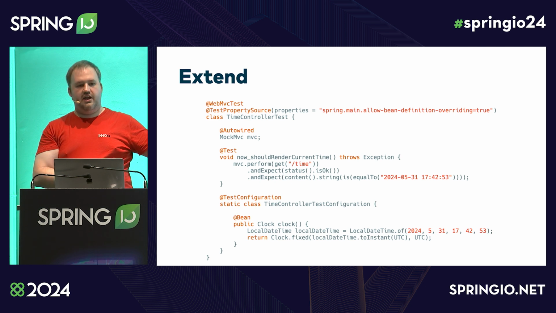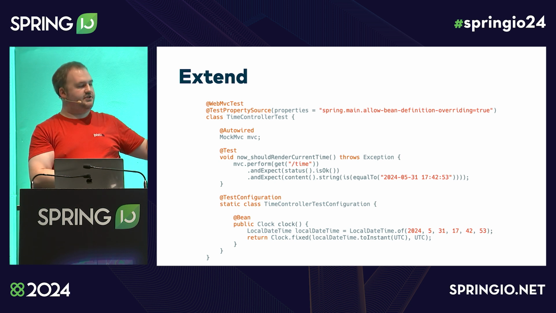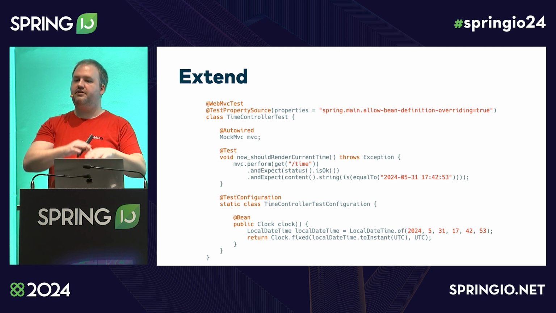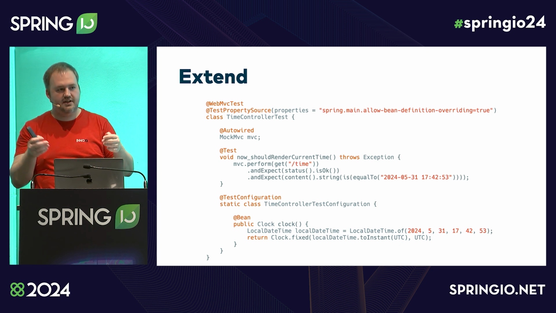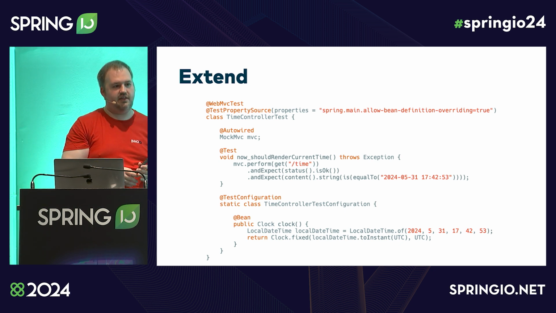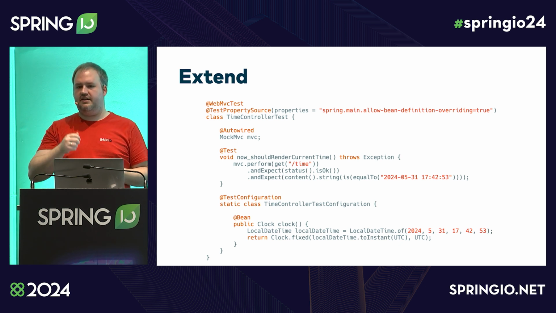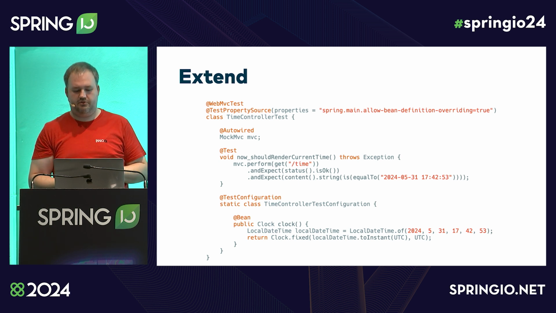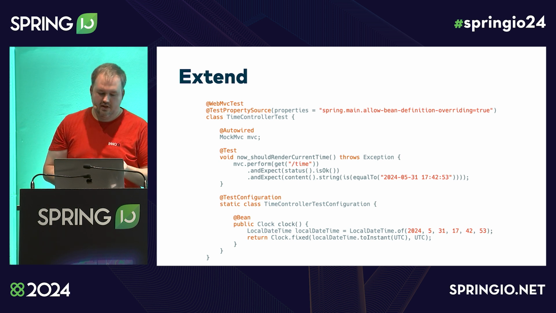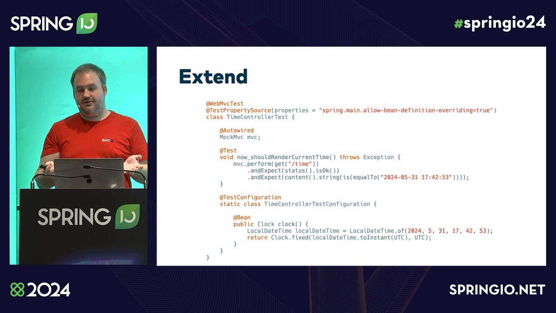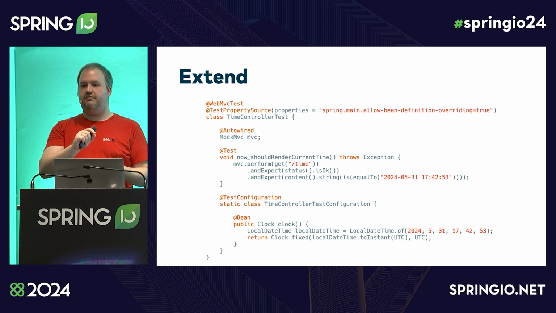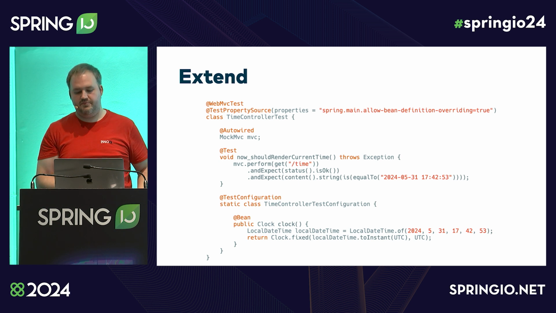And because now we have two beans that are named clock, Spring Boot by default says you are not allowed to override other beans, and I need to set that property. I think what they are planning is like a test bean annotation, which could make that a little bit more comfortable. So problem solved, but now you need to do that for every test that relies on time, right?